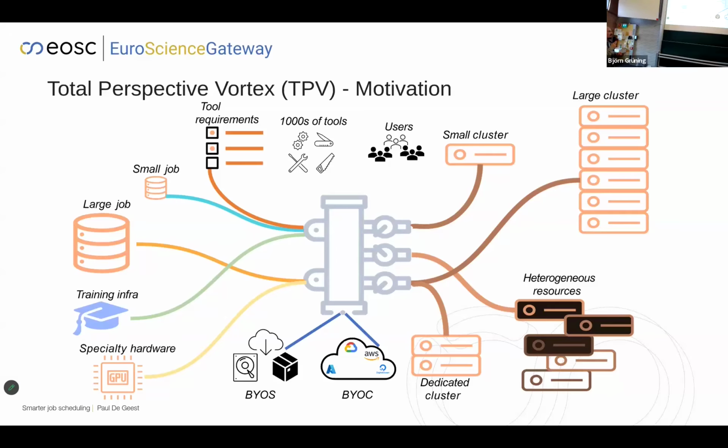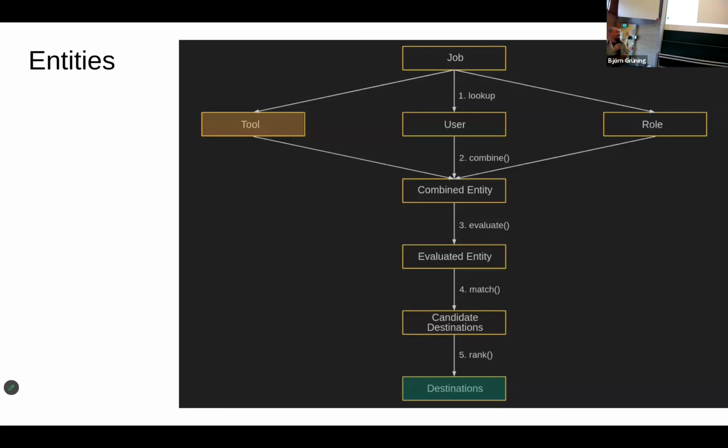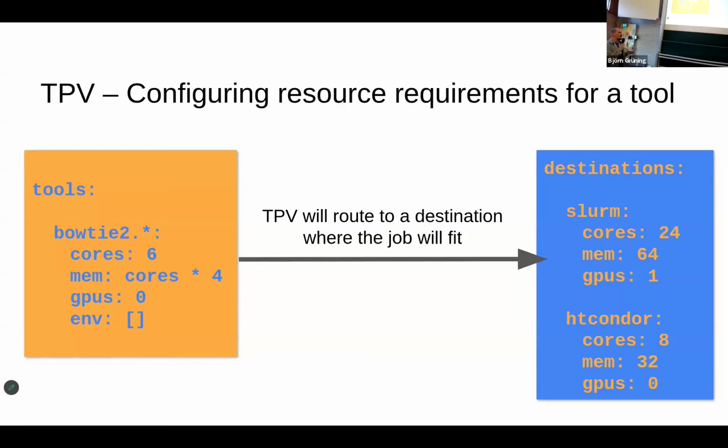It does this using YAML, basically. So it puts together the requirements of the three things at the top: tool-specific requirements, users, and Galaxy roles, which are groups of users. It puts all these requirements together and evaluates them against the destinations. So you could think about CPU and memory requirements, and then trying to match that against what the destination has configured as basically the maximum allowed capacity.